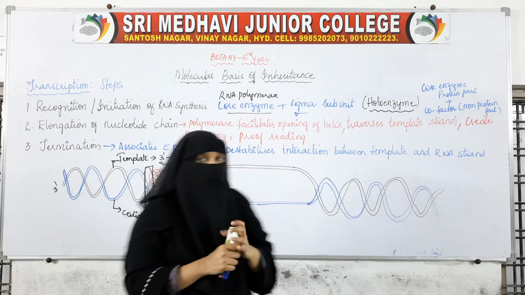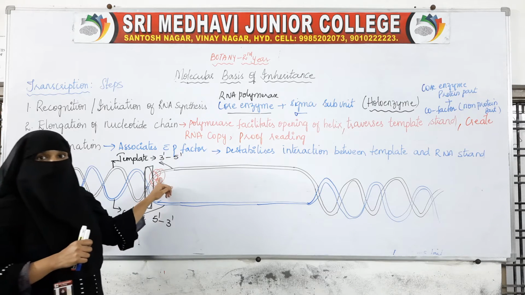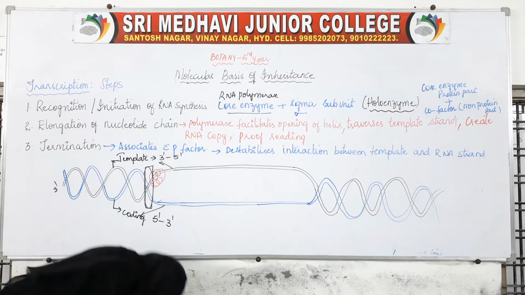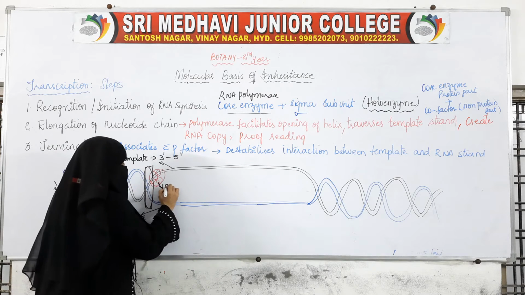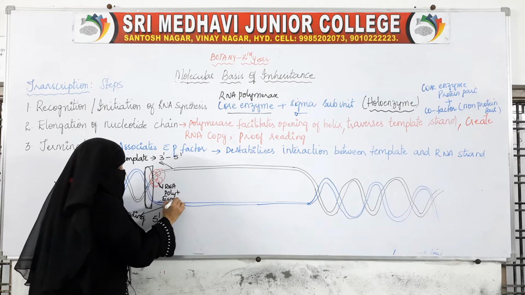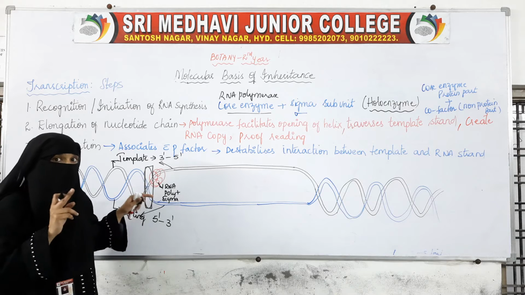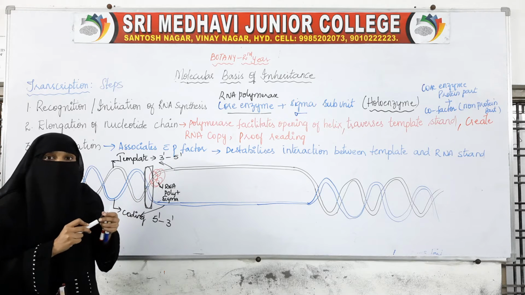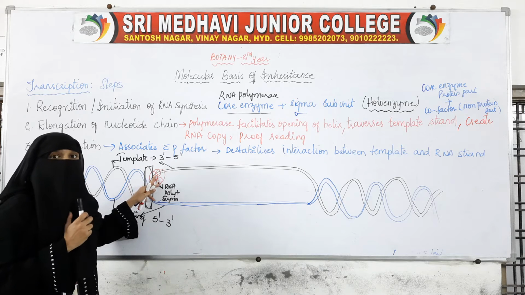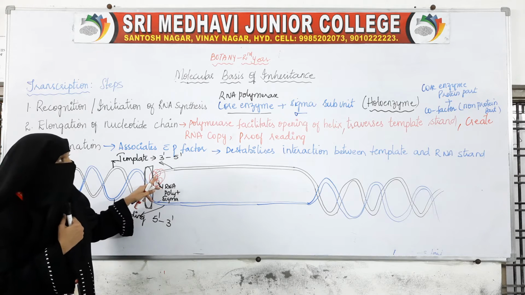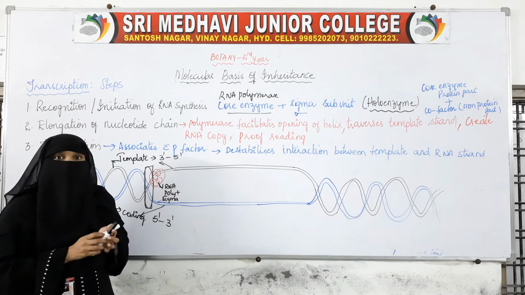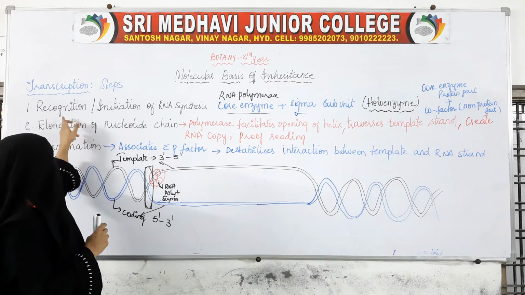So, this RNA polymerase will get attached at this promoter site. This is the RNA polymerase plus sigma unit. This sigma unit is also very important in the initiation of the transcription process. So, they will bind at the promoter region. So, next comes when it binds. This is the first step, initiation.